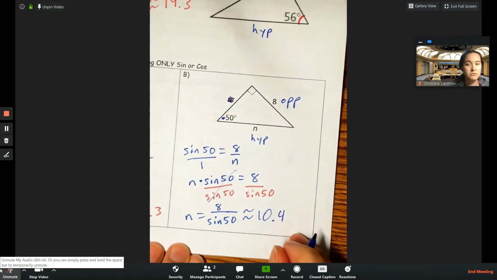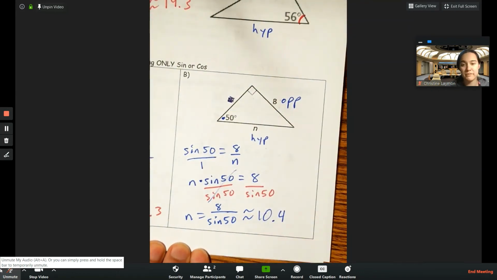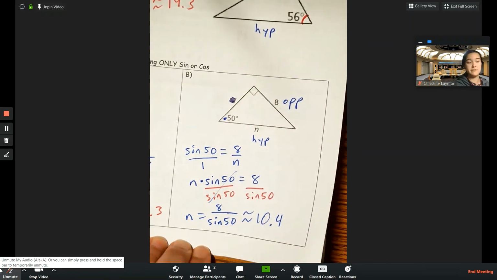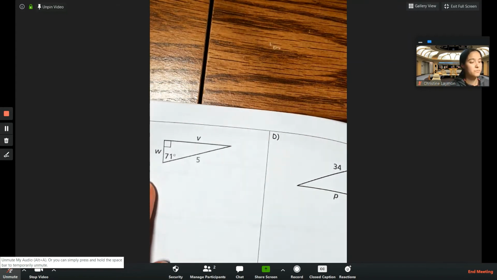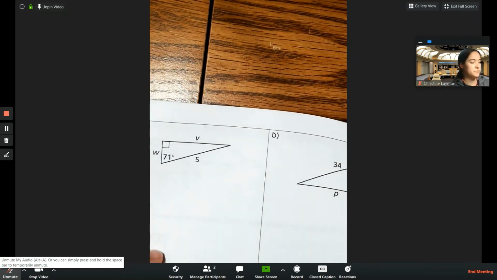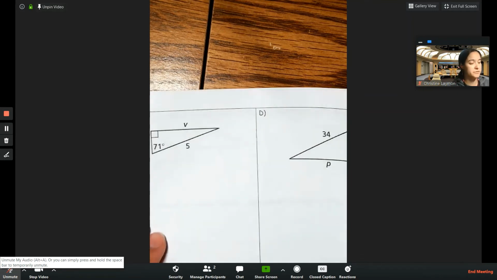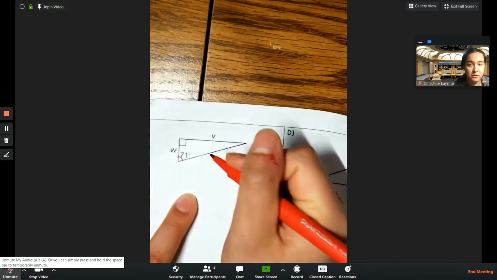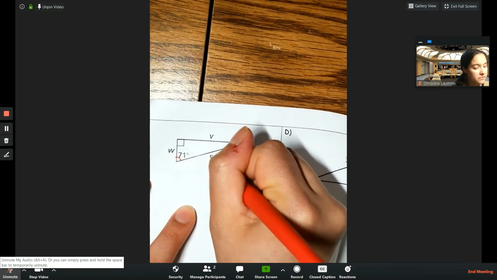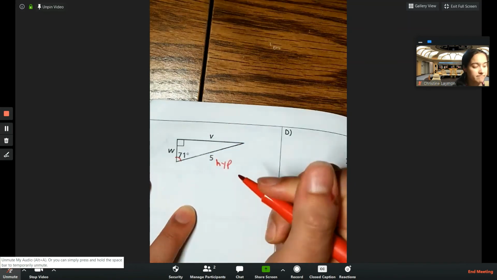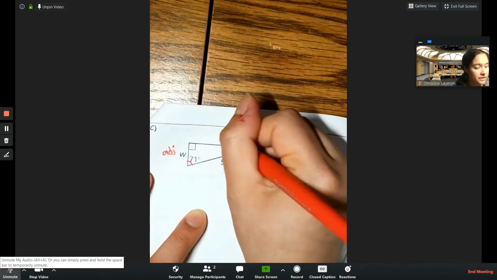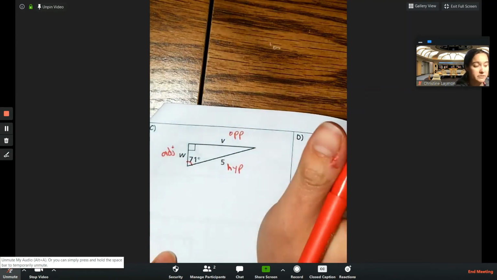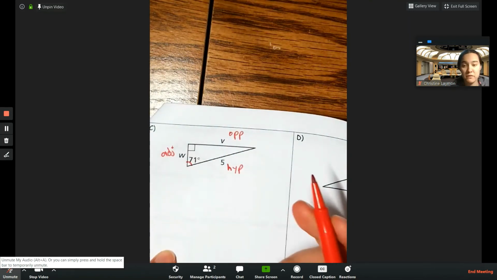Okay, so here is question B in full frame. I'm going to go ahead and do C. And again, I encourage you to pause it, try it, and then see if you are right. Okay, so in this one, we're going to start with that 71 degrees. So we are starting at this angle right here. 5 is the hypotenuse. W is the adjacent. V is the opposite. I'm going to go ahead and start by solving for W.